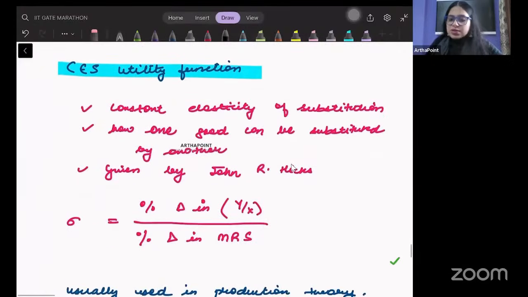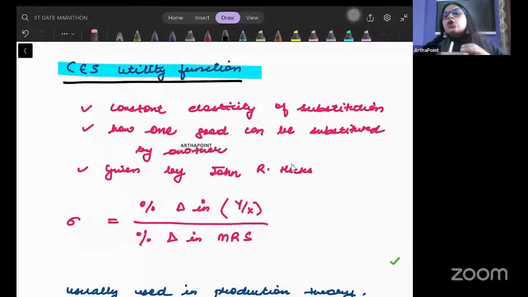Now, there is a concept called constant elasticity of substitution utility function. Ideally, CES is more powerful on the production side. Usually we talk about the CES production function, not the utility function. But nevertheless, this concept was given by Hicks and you should remember this.